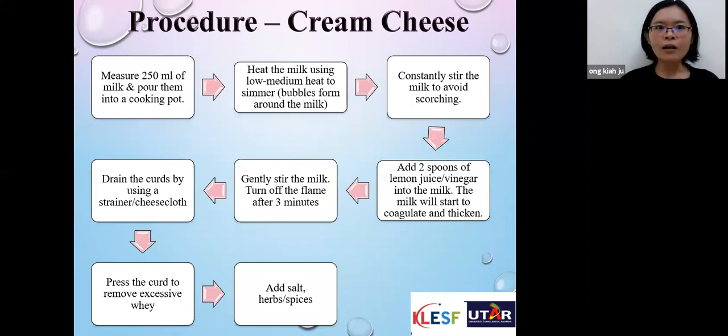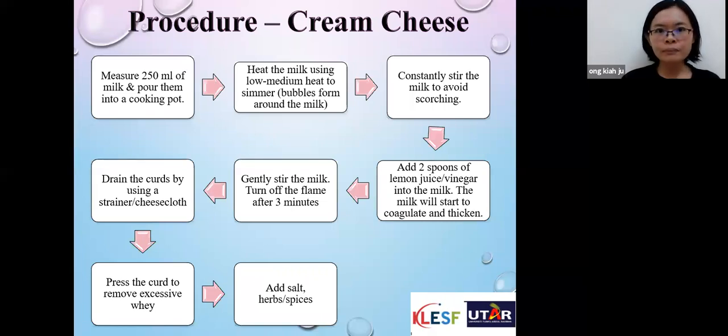First of all, you have to measure 250 ml of milk if you want to prepare cream cheese, and pour this milk into a cooking pot. Heat the milk on low medium heat and bring it to a simmer. Please avoid boiling the milk. Don't boil it, just bring it to a simmer. Simmer means you can see a lot of bubbles starting to form around the milk.